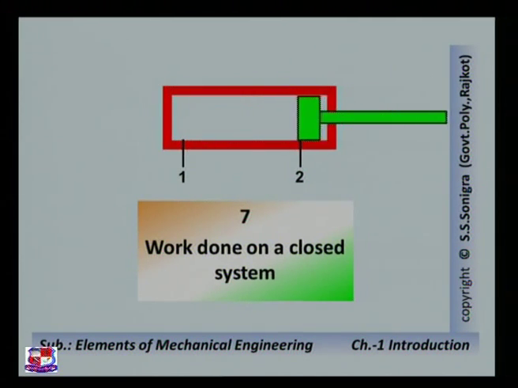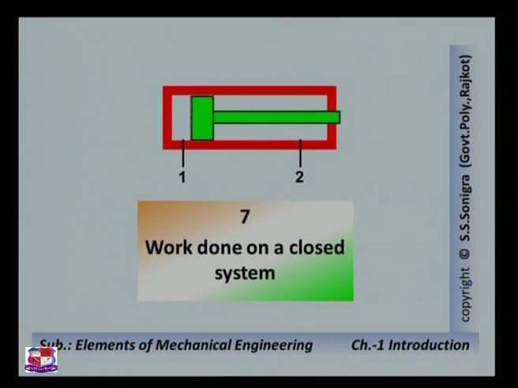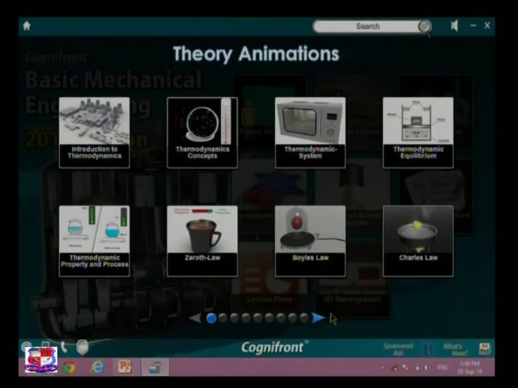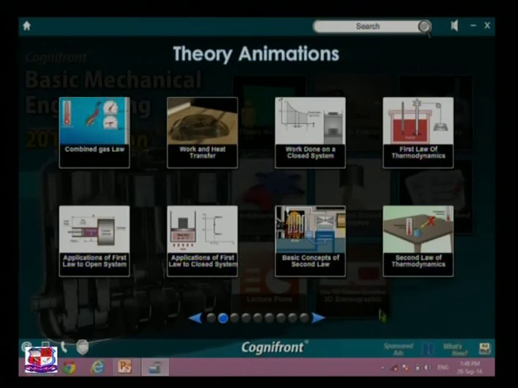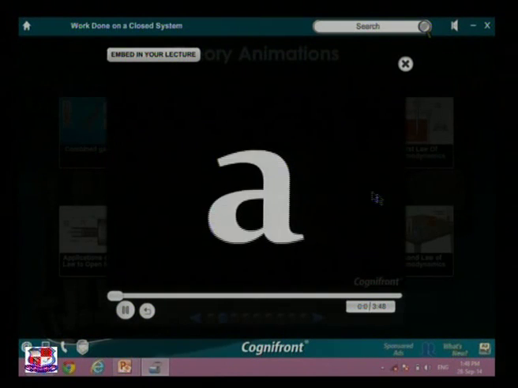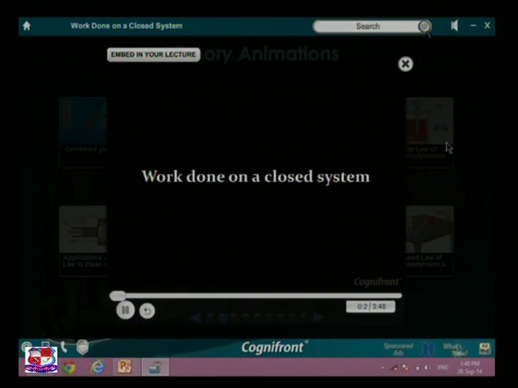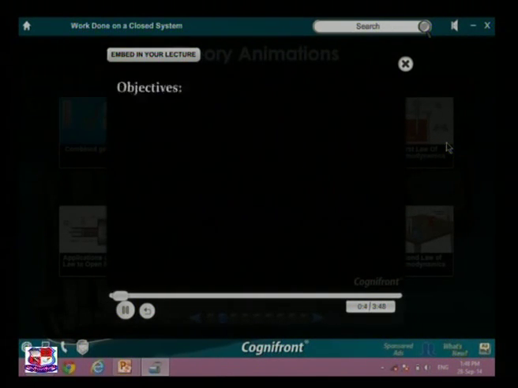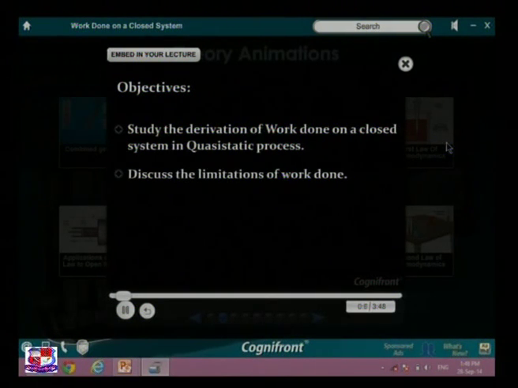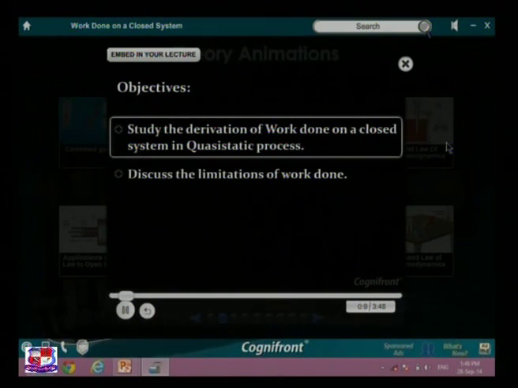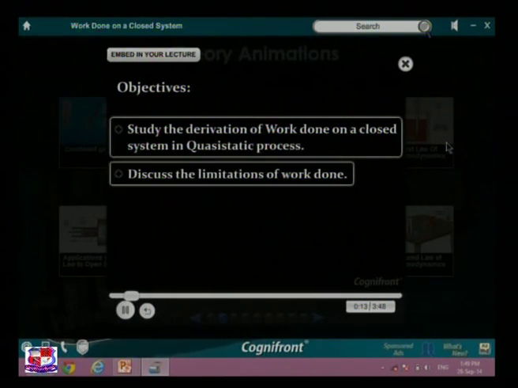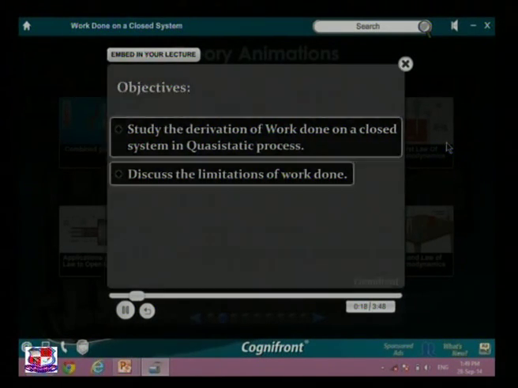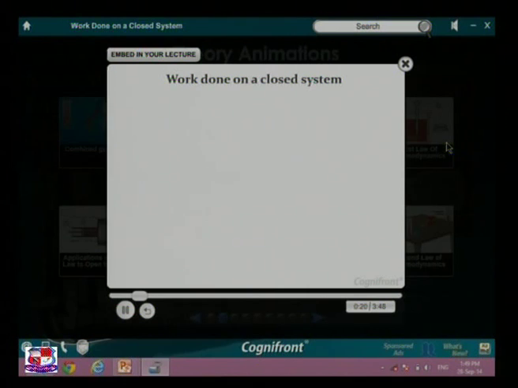Now work done on a closed system. What do you mean by work done on a closed system? Let me see one clip for that. Work done on a closed system. In this session, we will study the derivation of work done on a closed system in quasi-static process. We will also discuss the limitations of work done. First of all, let us study the derivation of work done on a closed system.